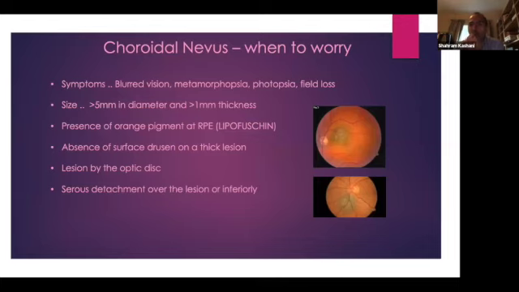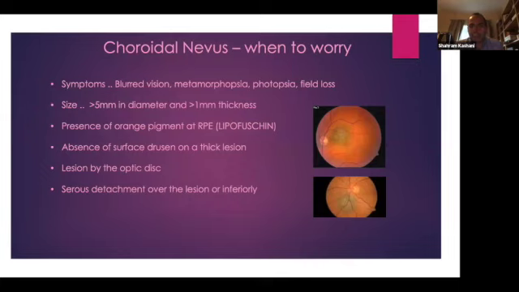So when to worry about a nevus? Well, you should worry if a nevus has symptoms. So this can be present as a result of blurred vision. Sometimes you might get a field loss if the mass is elevated, and that's why you should be worried, because you would think that the nevus is becoming a tumor. You can get subretinal fluid and elevation of neurosensory retina, so that can cause metamorphopsia and photopsia and those kind of symptoms.